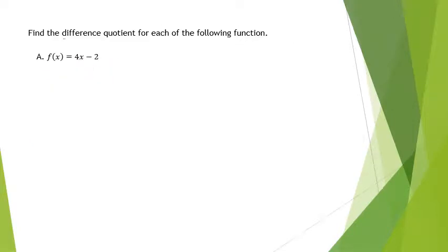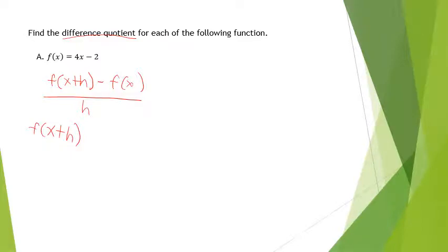Example naman sa difference quotient. Find the difference quotient for each of the following function. F of x is equal to 4x minus 2. Ano nga ba ang difference quotient? Sulat muna natin. F of x plus h minus f of x all over h. Okay, evaluate muna natin sa gitna. Ano muna ang f of x plus h? Replace lahat ng x by x plus h. So, f of x plus h ay equal sa 4 times x plus h minus 2.